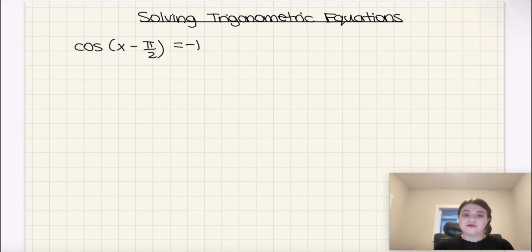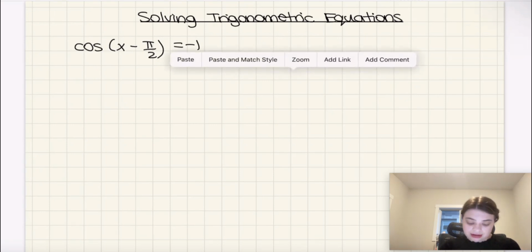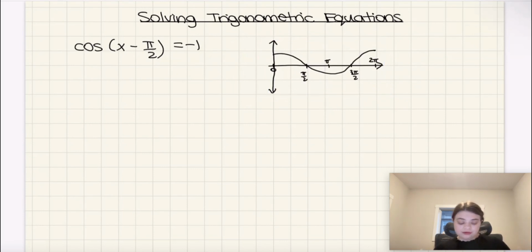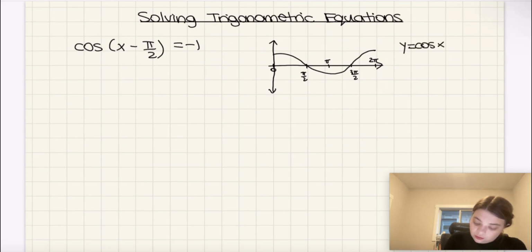So first we need to figure out when in general does cosine of something equal -1. For that, I'm just going to paste the parent function for y equals cosine of x, and we're going to figure out where that's the case. Where does this hit -1?